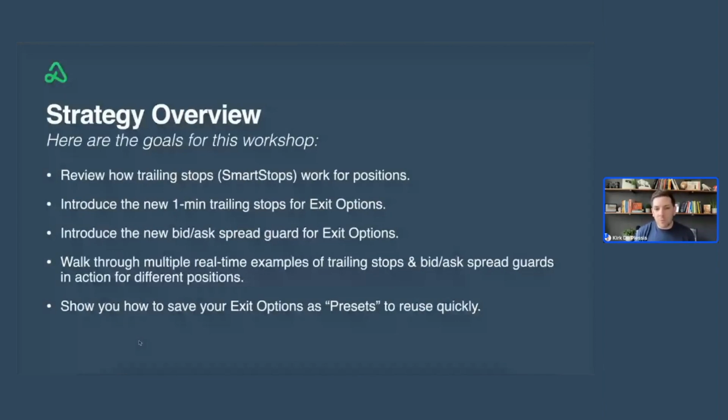We're going to walk through multiple real-time examples. We're going to set some trailing stops today on positions. There are some positions that I opened this morning that have trailing stops on them, and other positions that don't have trailing stops. So we're going to do both. We're going to look at ones that already triggered and are done, ones that are active, and ones that don't have any, and we're going to set them. So we'll do all of that today.